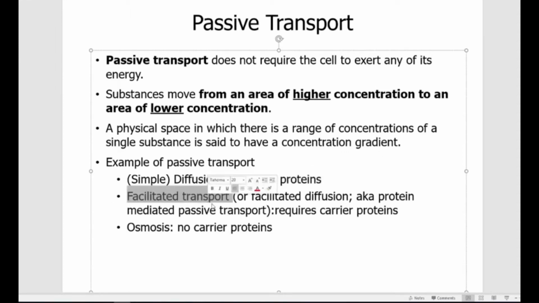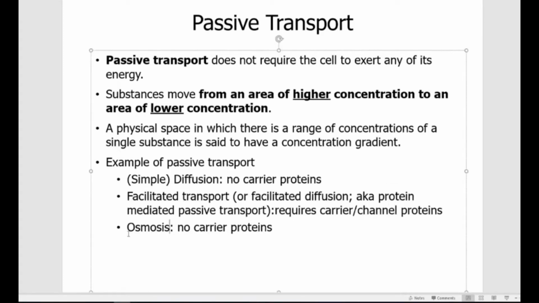Facilitated transport, or facilitated diffusion. So facilitated means somebody is helping those molecules move, and the little helper is actually protein. Okay? So they could be protein channels or they could be protein carriers. Okay? Here are channel proteins.